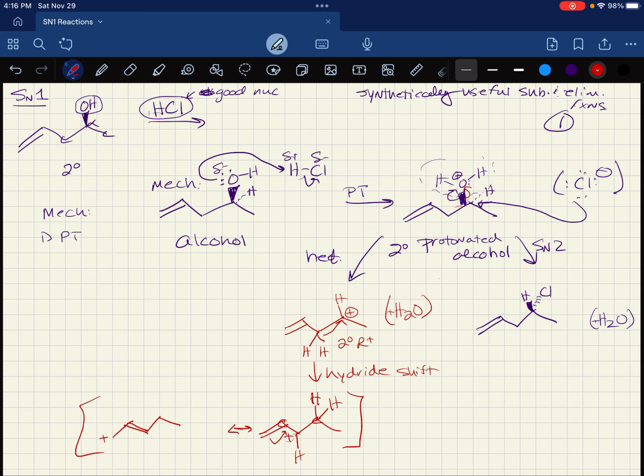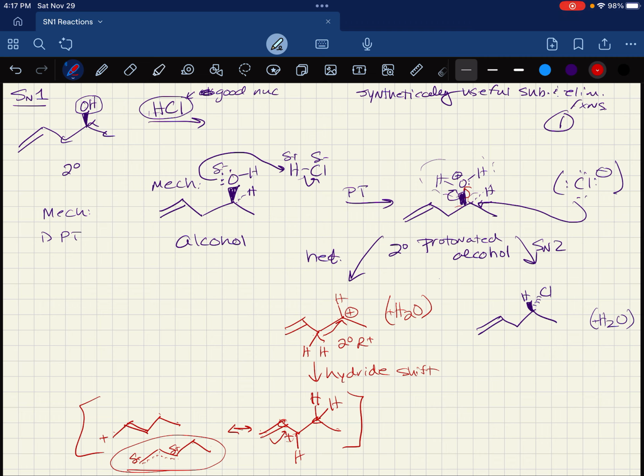So this is going to be resonance stabilized, where our hybrid would look like this, and that partial positive would be spread out over these two atoms here. I think I'm missing a carbon atom. There we go. 1, 2, 3, 4, 5. Okay, so this is really what we're looking at here.